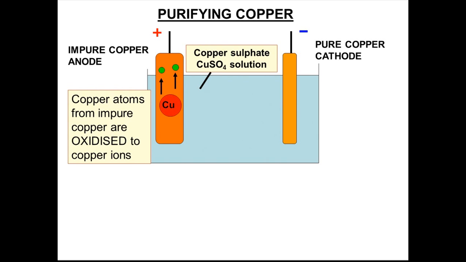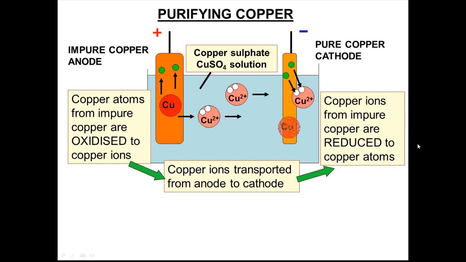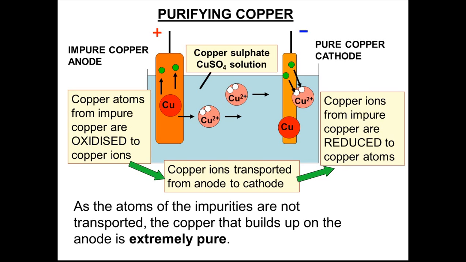The copper atoms from the impure copper are oxidized to copper ions. So those ions become free and are able to move through the solution. They're going to be transported from the anode to the cathode because we've got a positively charged ion going to our cathode. And over there it's going to be reduced by gaining electrons. Remember, reduction is gaining electrons. And so we're going to get solid, pure copper being produced at the cathode.